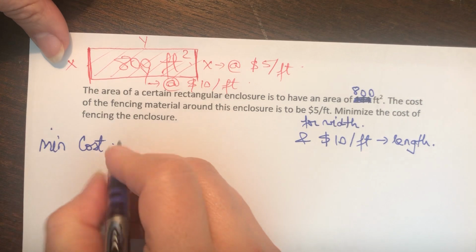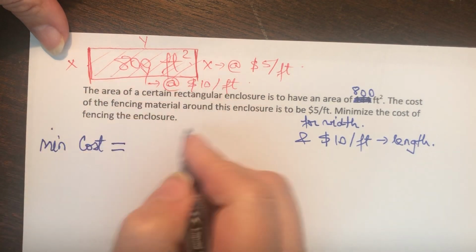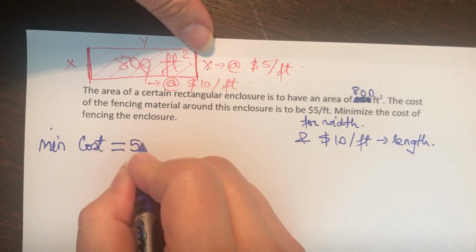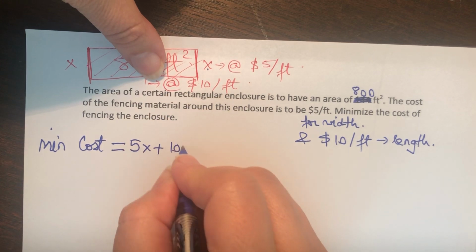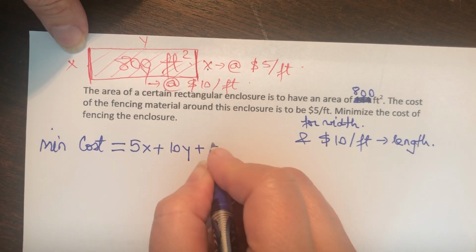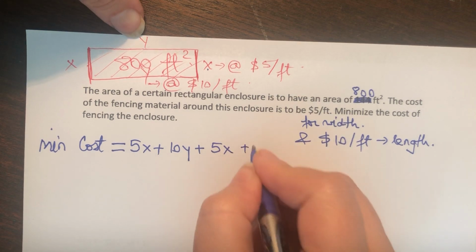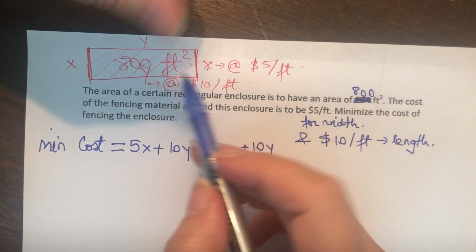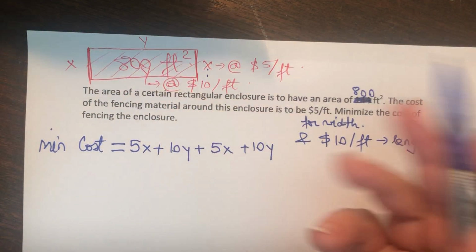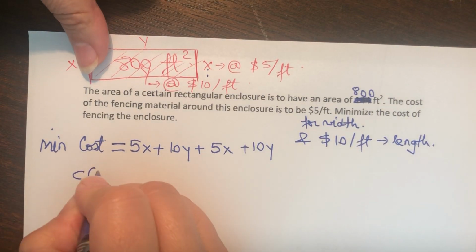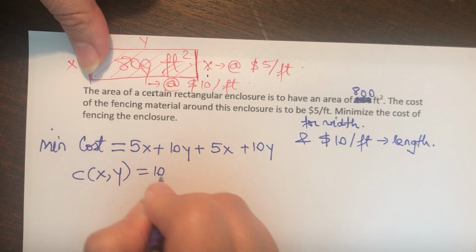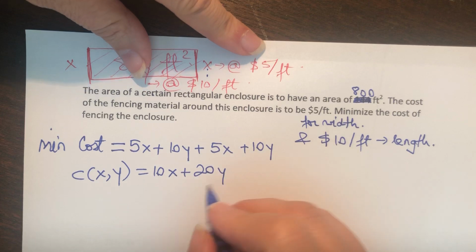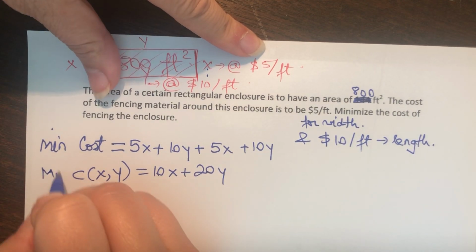And what does it cost me to enclose this rectangular garden area? Well, this side is $5 a foot. This side is $10 a foot. Don't forget, you have not just 2 sides in this rectangle, but you have 4 of them, right? Some of you messed that part up on the test. It's not just a 5x and a 10y, it's 2 of these 5x's and 2 of these 10y's. So the cost function is 10x plus 20y. So this is our objective function. Yes, we want to minimize it.